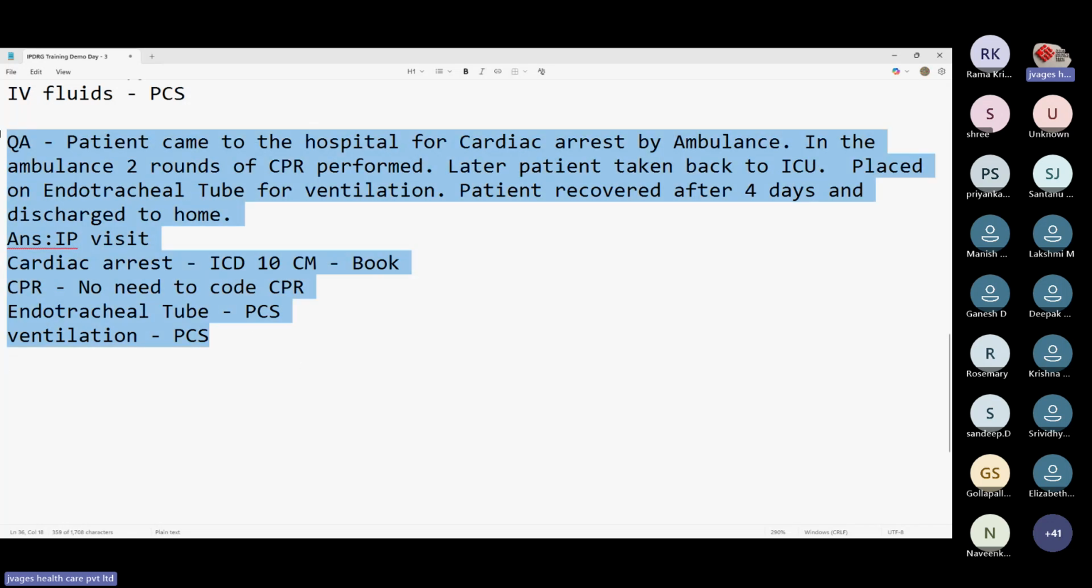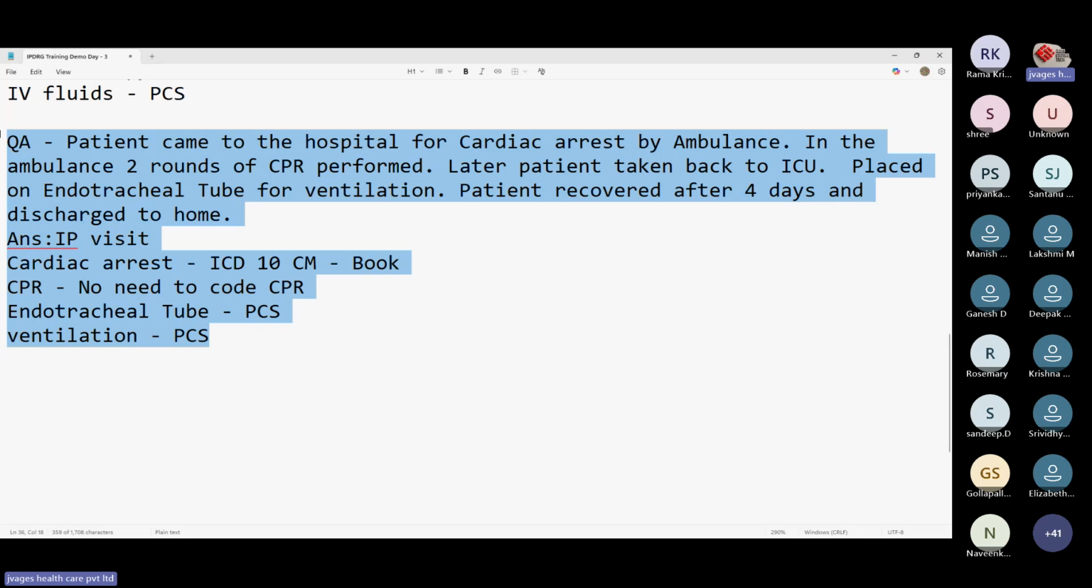Most of the errors we are finding here are that some coders are coding procedures like CPR. Sometimes they do laceration repair, sometimes ventilation, some minor suture repair for severe patients, and sometimes even delivery in the ambulance itself. I don't want to list everything here. If any procedure is performed in the ambulance, I should not code it in the record.